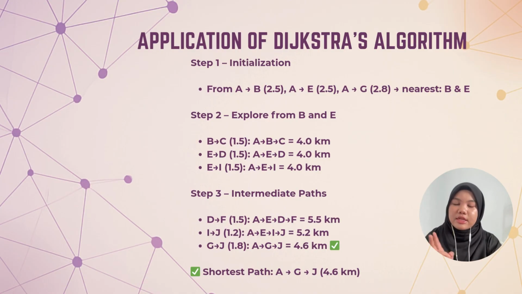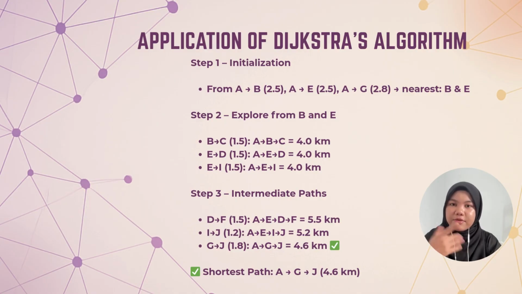Step 2, explore. From B and E, new paths appear. B to C is 1.5 kilometers, total 4 kilometers. E to D, 1.5 kilometers, total 4 kilometers. And E to I is 1.5 kilometers, total 4 kilometers.